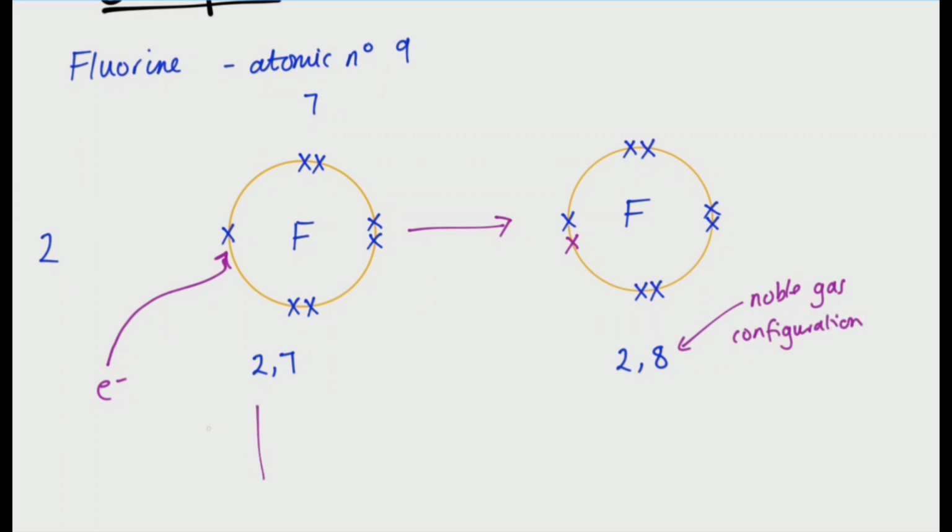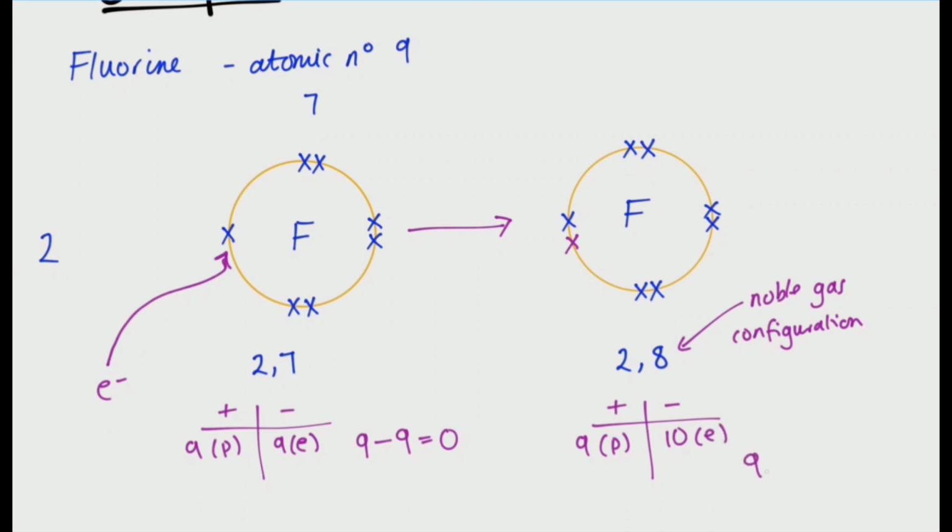So counting the charges again, on the fluorine atom, we'll have 9 positive charges from the 9 protons, 9 negative charges from the 9 electrons. So 9 take away 9 will give you a charge of 0. So the fluorine atom will be neutral. And look at the fluoride ion. We will have 9 positive charges from the 9 protons, but we'll have 10 negative charges from the 10 electrons. 9 take away 10 will give you a charge of -1. So this fluoride ion will have a -1 charge if you draw it like that.